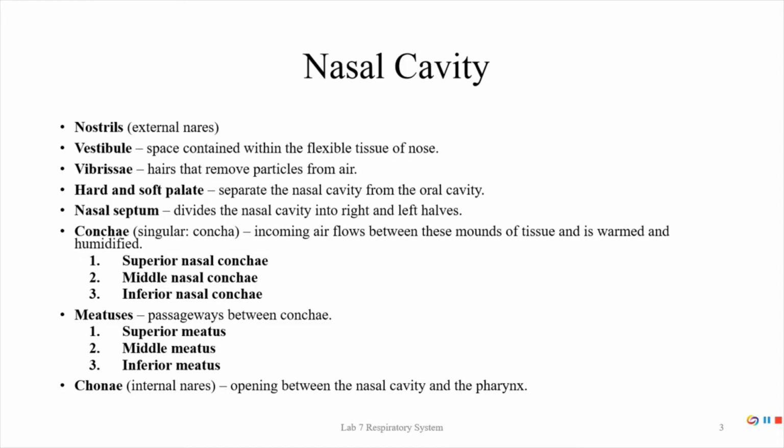Inside those areas, we have hairs called vibrissae. Interestingly enough, vibrissae is also the name for the whiskers on your dog or cat's face. The vibrissae help remove particles, and what they basically do is get coated with mucus. You inhale a particle like pollen or dust, and it sticks to the mucus, and then you'll get some clumping into what we commonly refer to as a booger.